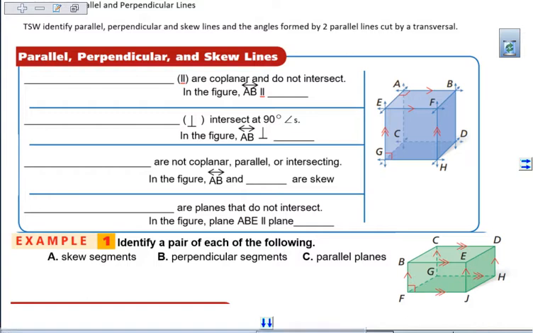Today we are talking about parallel lines and perpendicular lines, and things we know when we have parallel lines that are being intersected by another line. We've got some vocabulary first. Parallel lines are coplanar lines that do not intersect.